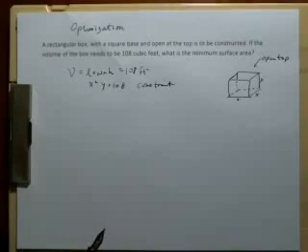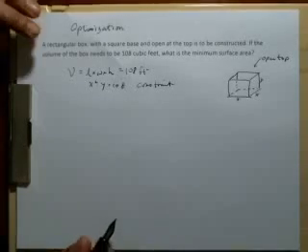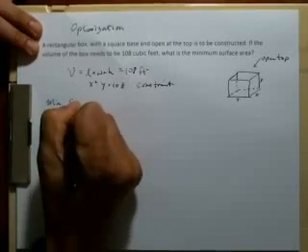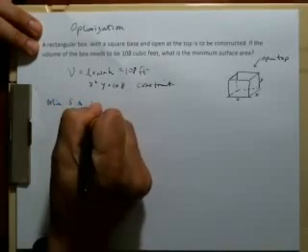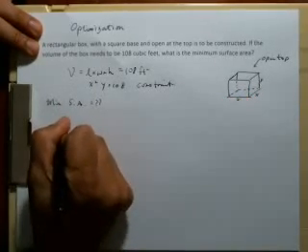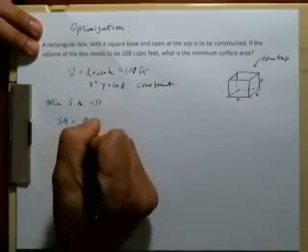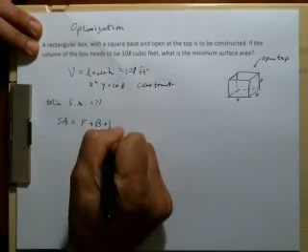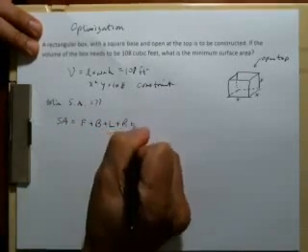And what are you trying to do? You're trying to minimize the surface area, right? So let's write it down. Minimize surface area. Okay. The surface area of this box is equal to the area of the front plus the back plus the left plus the right plus the bottom.